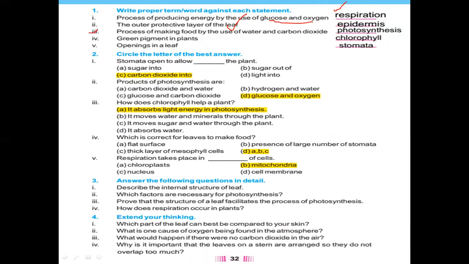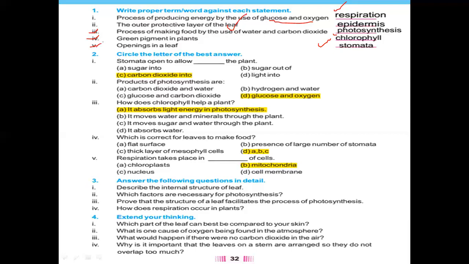Number three is the process of making food by the use of water and carbon dioxide. Yes, definitely. Well done. That is photosynthesis. We have talked a lot about that process in this chapter. Number 4, green pigment in the plants. What is that? Quickly, green pigment, not the structure. Yes, that is chlorophyll, green chemical or green color pigment. Actually, this pigment is transparent, but it gives green color to the plant. That is the actual fact.